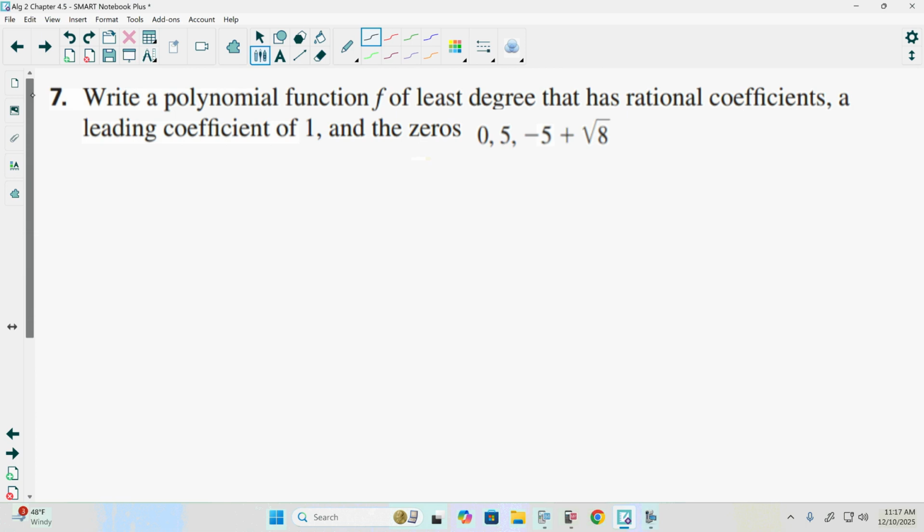We're going to do one last one. We're going to do the last one on that next page. This one here tells us that the zeros are 0, 5, and negative 5 plus the square root of 8.